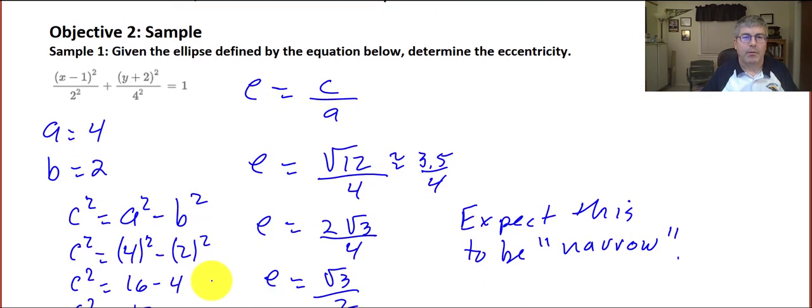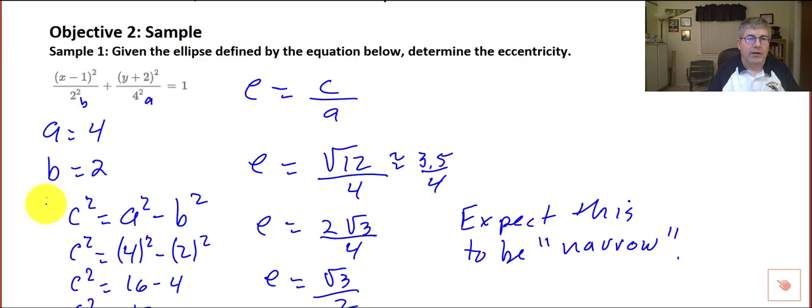Let's take a look at a sample. Given the ellipse defined by the equation below, determine the eccentricity. Based on our denominators here, we can see that our a value is 4 and our b value is 2.